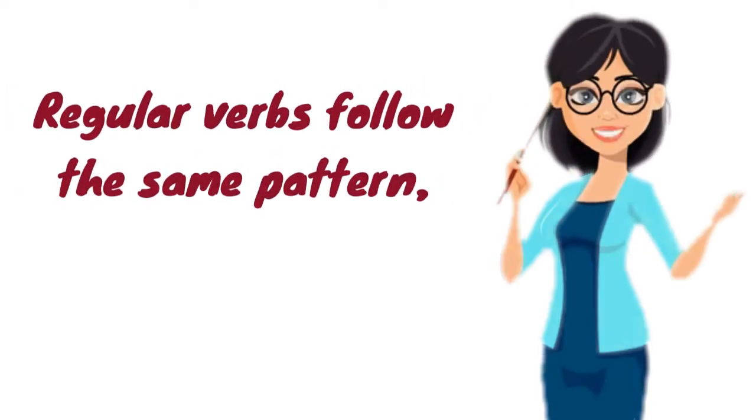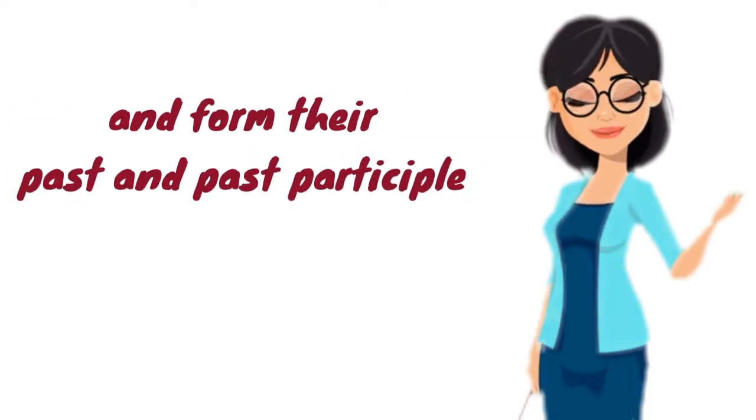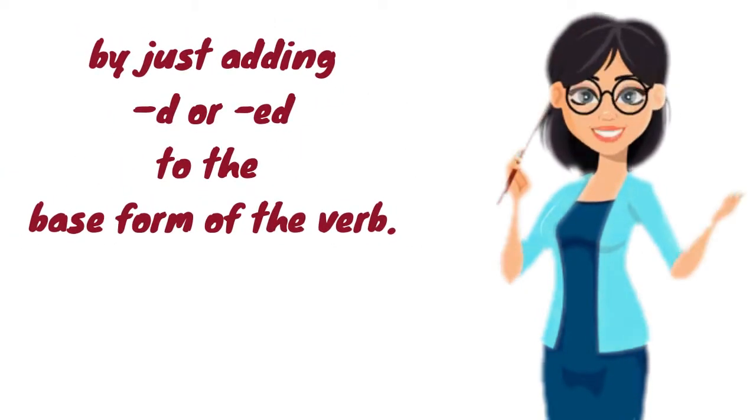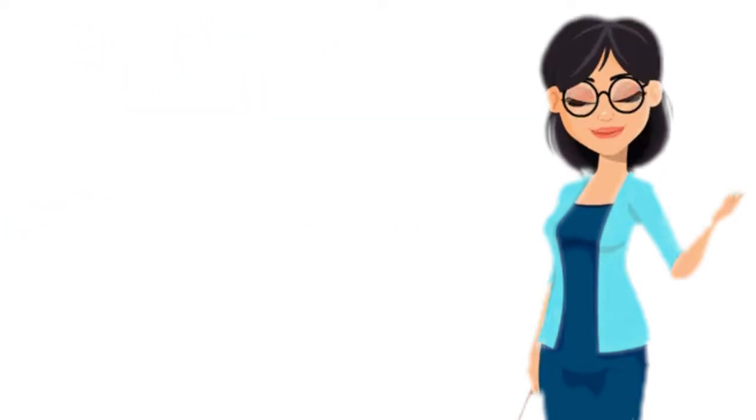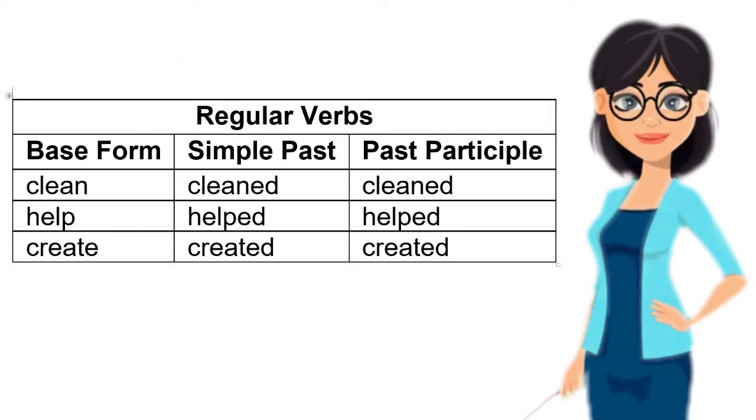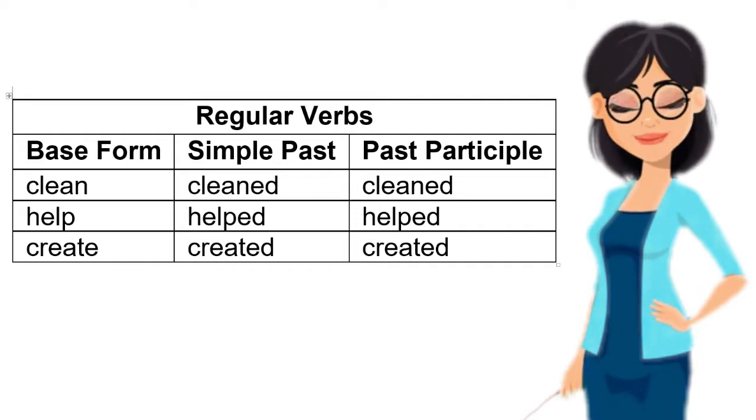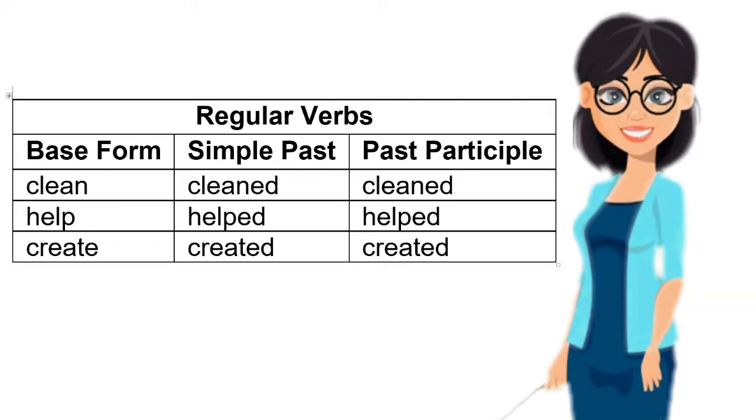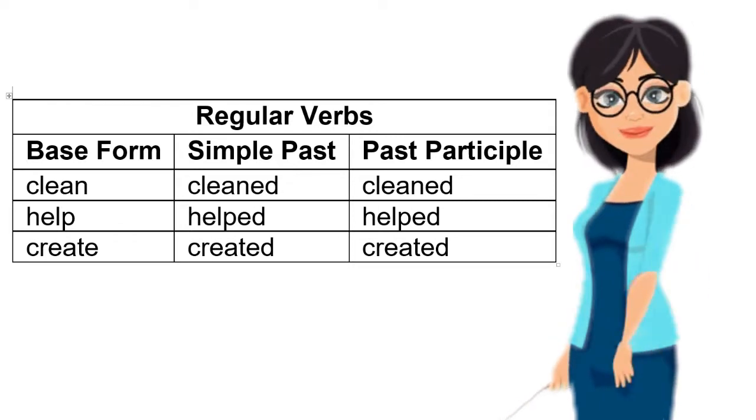Regular verbs follow the same pattern and form their past and past participle by just adding d or ed to the base form of the verb. Look at these examples. See how the past and past participle of regular verbs are formed. We have here the base form, the past form, and the past participle. Let us read. Clean, cleaned, cleaned. Help, helped, helped. Create, created, created.